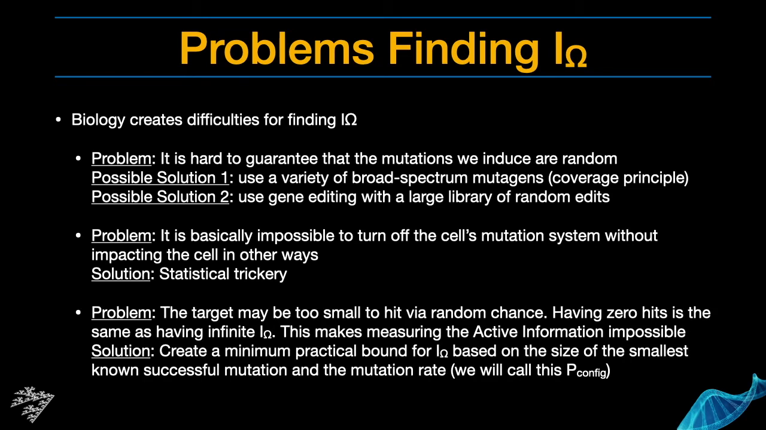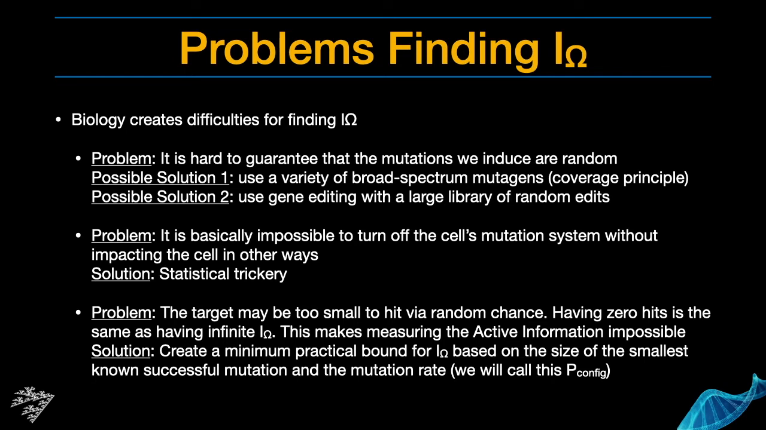And then the final problem is that there are some targets that cells are hitting, but they're actually too small to hit by random chance. And if you have 0 hits experimentally, that's the same as having an infinite I-omega. But it's not actually infinite. It's just that the number of hits is too small to be measured. So that makes actually measuring the information impossible. So the solution is to create a minimum practical bound for I-omega based on the smallest known successful mutation and the mutation rate. And we'll talk about that later. That's kind of a side issue, just how do you solve this problem where you're literally getting 0 hits for random mutation because the target's just too hard to find.